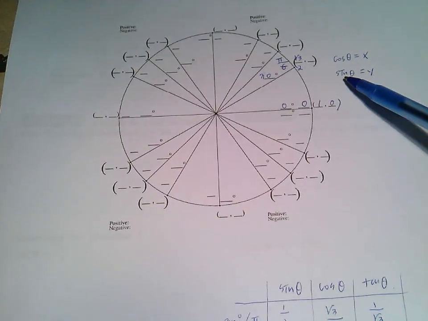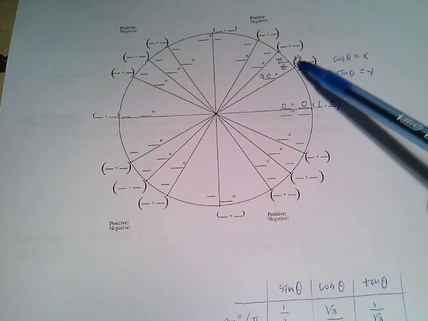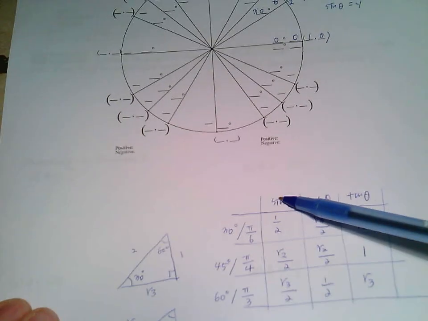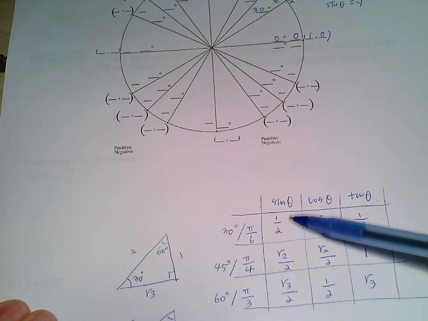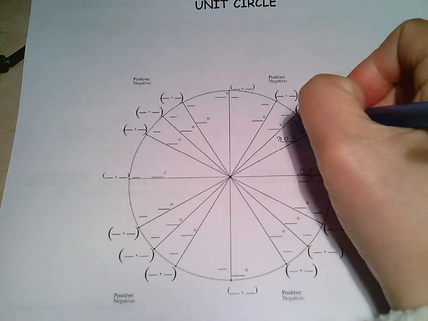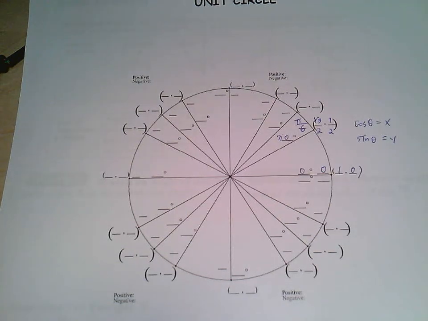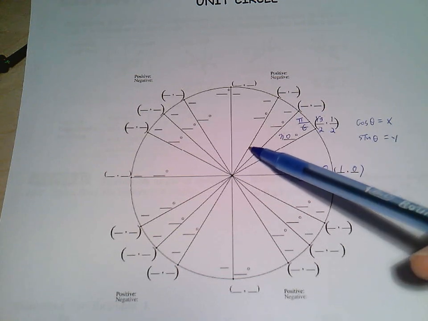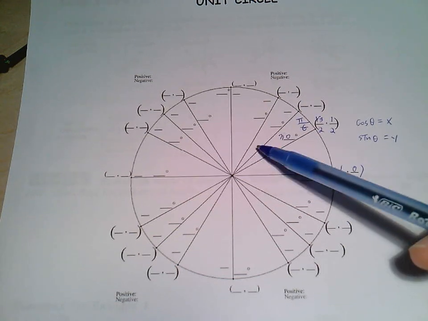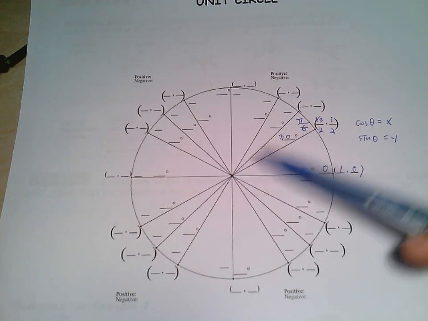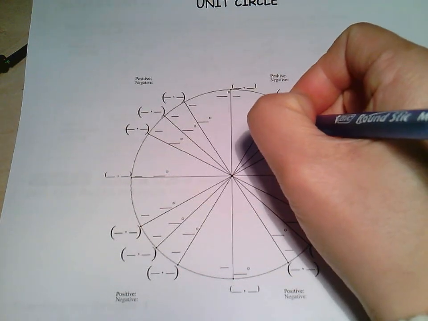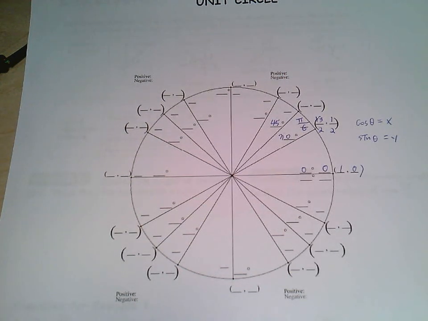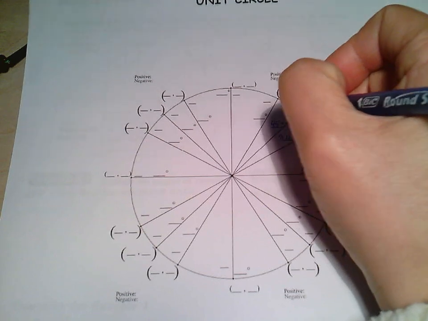Now, the y coordinate is sine theta. So sine pi over 6 is 1/2. So this one is 1/2. Now, let's try one more time. The next one, oh, sorry. So this one is 30, so the half of it is 15. So we know this one is 45 degrees, and the radian will be pi over 4.